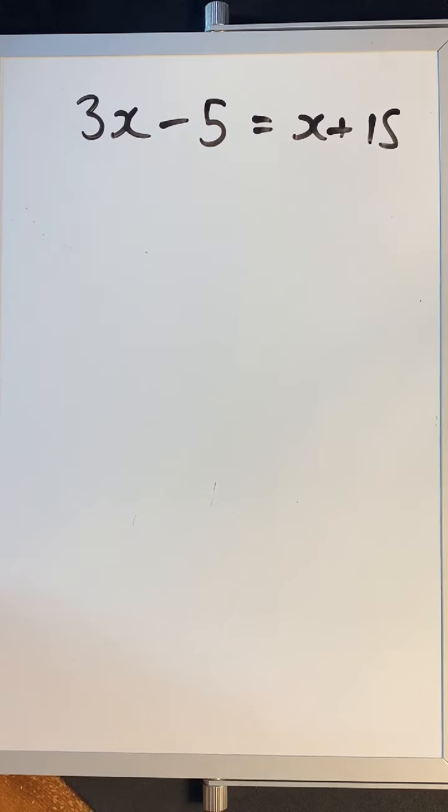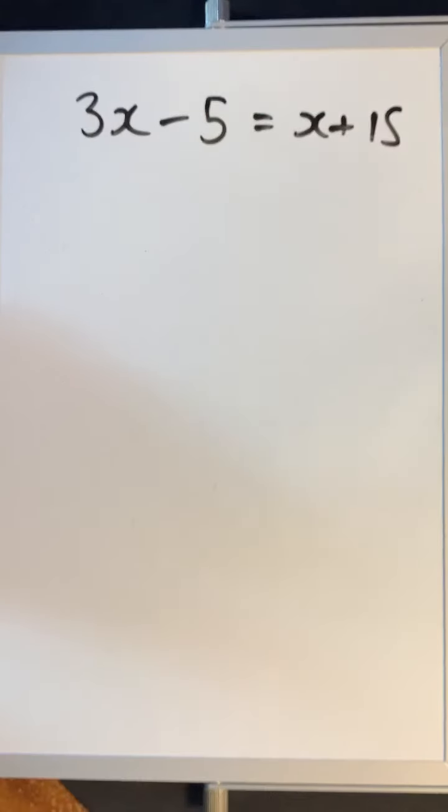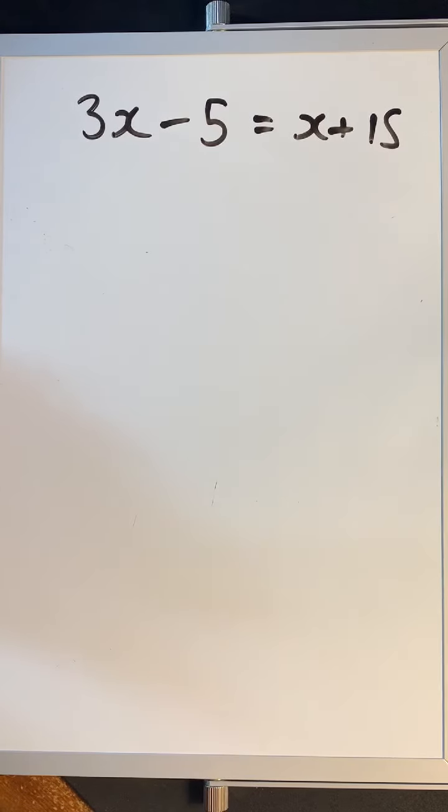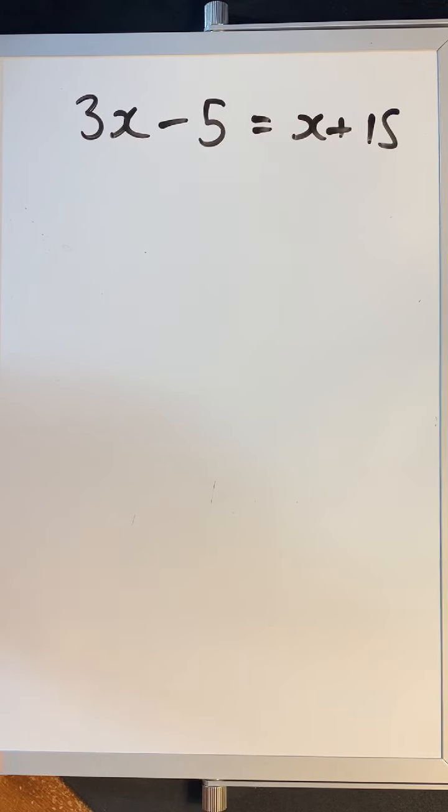Okay, so moving on to a slightly more difficult example then. In this case, we've got x's and numbers on both sides, okay? And by the way, if you want to pause the video to have a little go at them before I get to the answers, then you're more than welcome to do so. So we've got 3x minus 5 equals x plus 15.